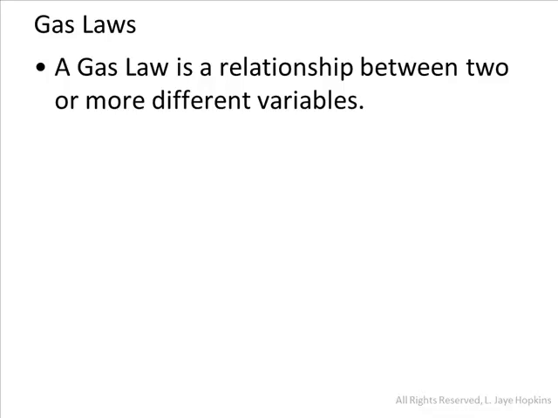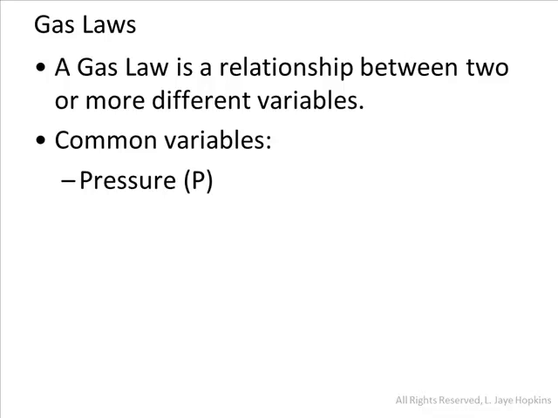Some of these aspects of gas, or variables, include things like pressure. Pressure, of course, can have different units, but in gas laws we symbolize pressure as a capital P. Volume is another variable that can be changed, and volume, or the amount of space that a gas occupies, will be symbolized with a capital V.